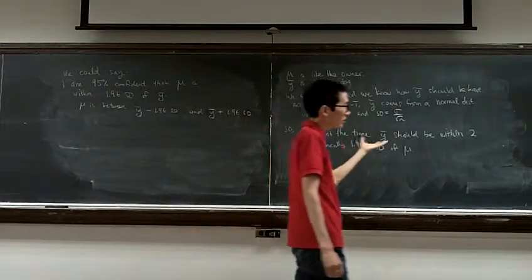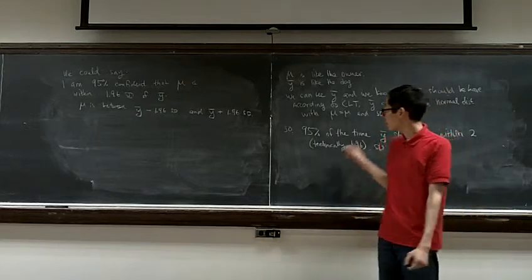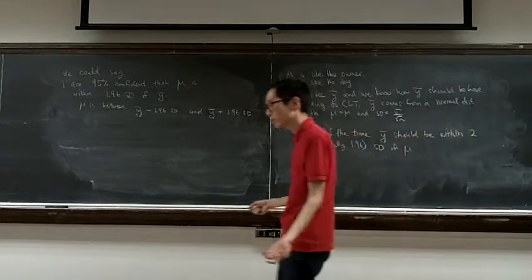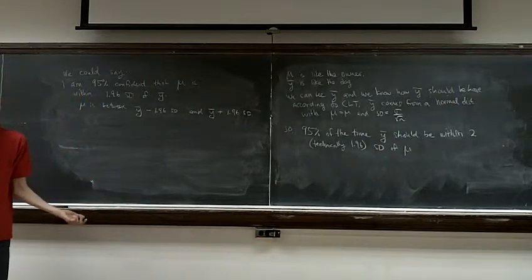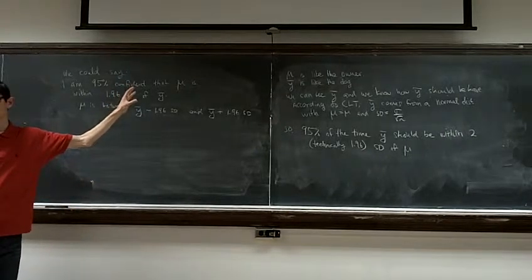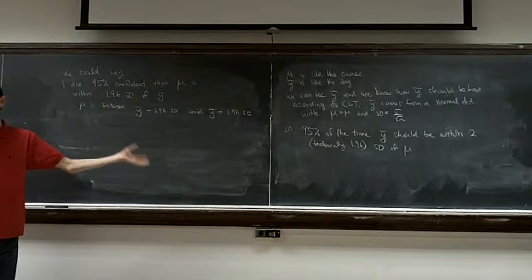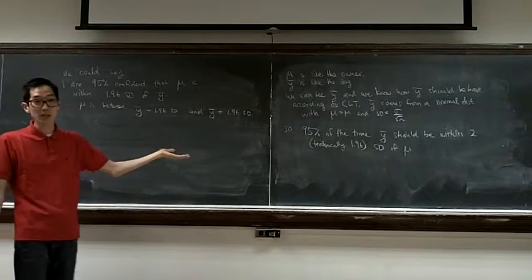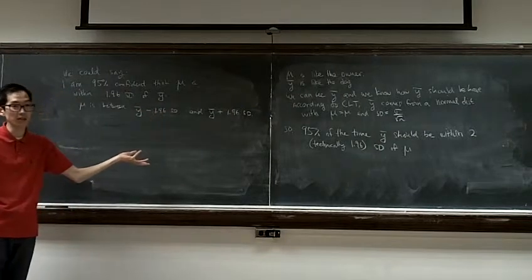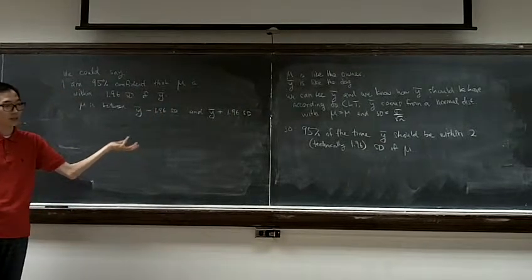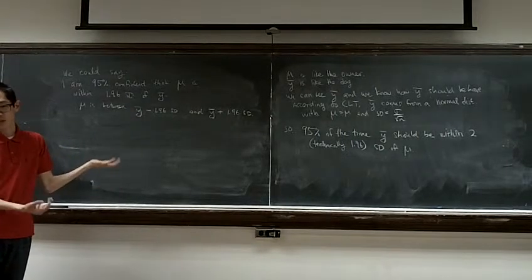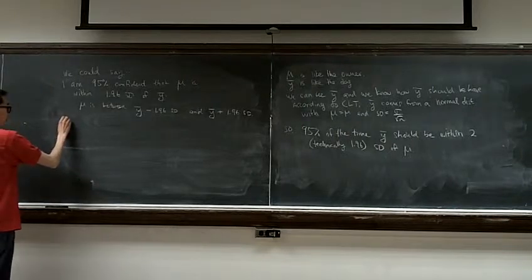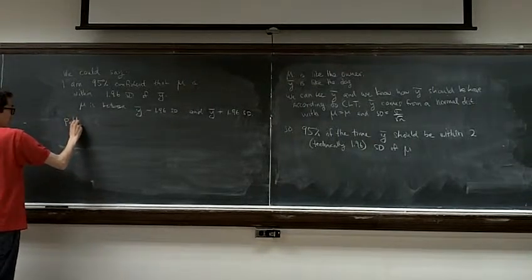So we have no idea what sigma is, so we're gonna do our best guess. The best guess I have for the population standard deviation is my sample standard deviation. But again, I don't know if my sample standard deviation is too big or too small. I don't know, okay?